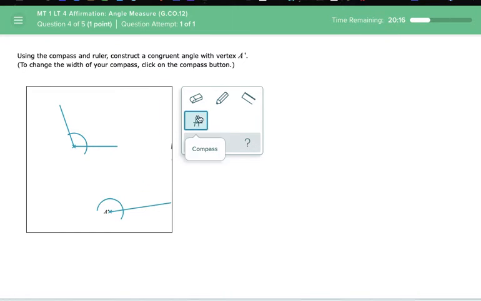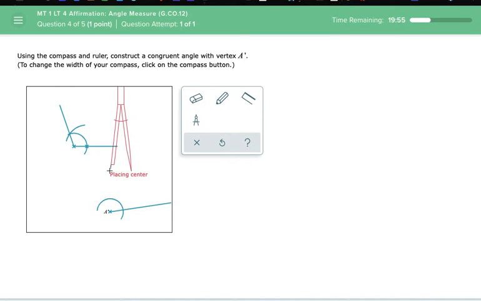So what I'm going to do is click on my compass again to reset it. I'm going to put it where the arc and the line segment intersect. And then I'm going to adjust my compass so it goes through both sides. Then I'm going to go down here. You don't need to do this, but I'm going to do it anyway. I'm going to draw my arc.